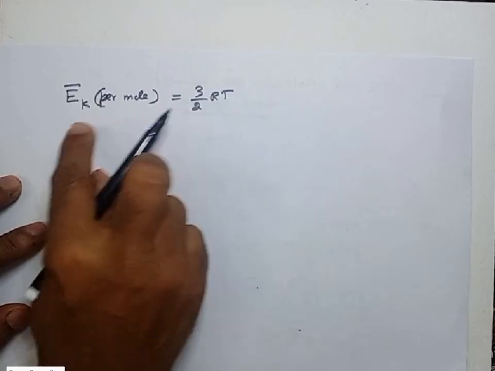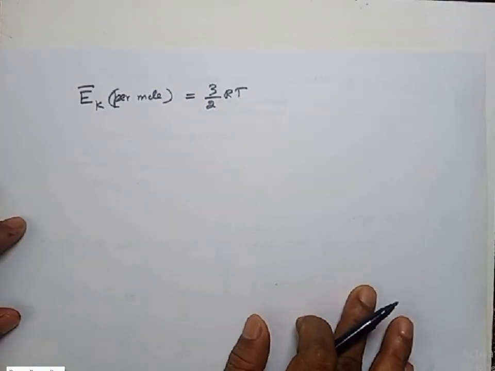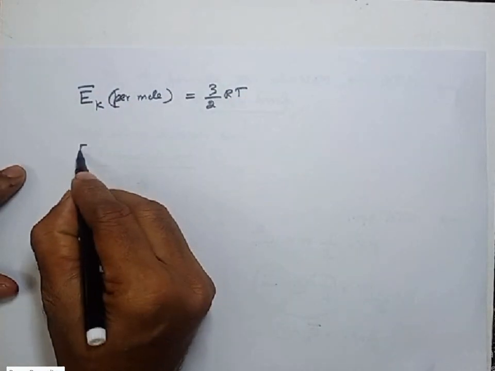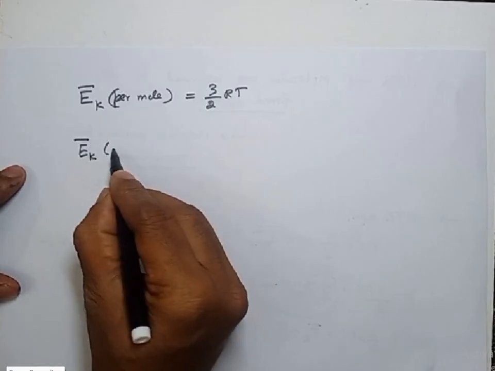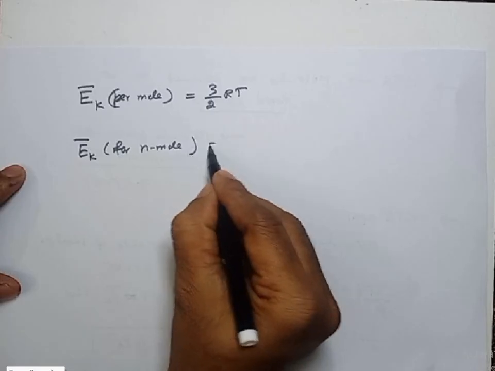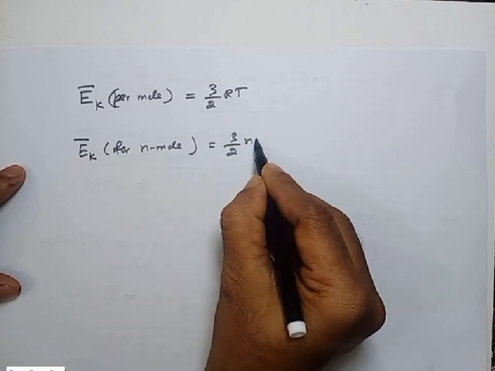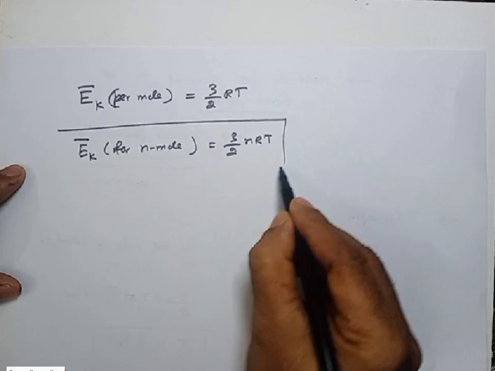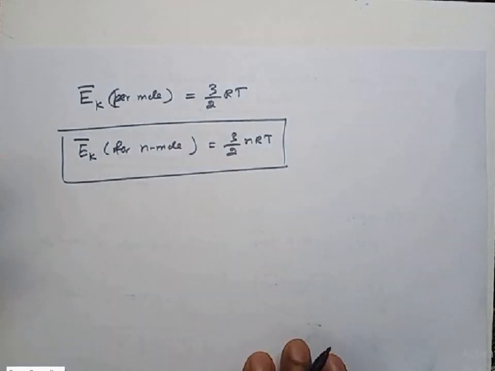3 by 2 RT is the average kinetic energy per mole. For n moles of gas, the average kinetic energy will be 3 by 2 nRT. This is the average kinetic energy for n moles of gas.